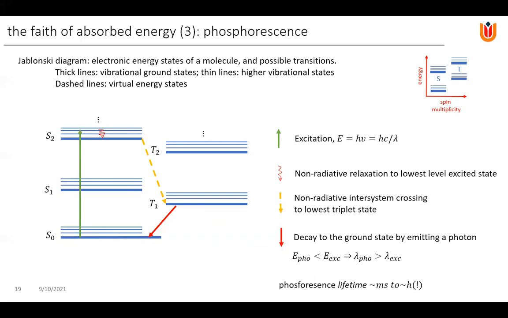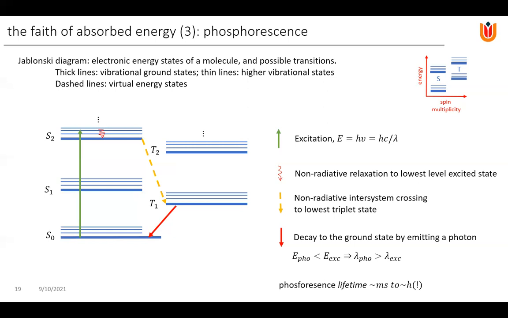You could have an interaction with light that excites to, let's say, S2, and then some non-radiative relaxation to the lowest excited state, and then some intersystem crossing up into some triplet state. From there, you can fall back to the ground state. Again, the relation between the excitation photons and the emitted photons is just determined by the energy.